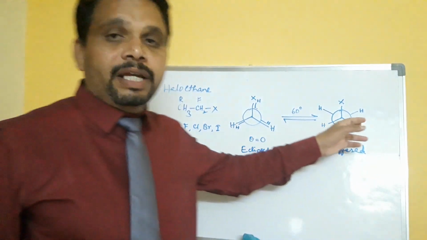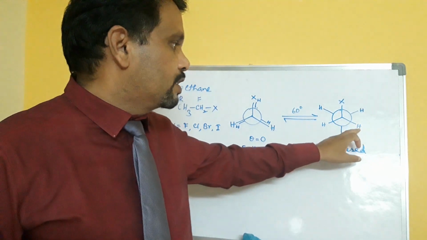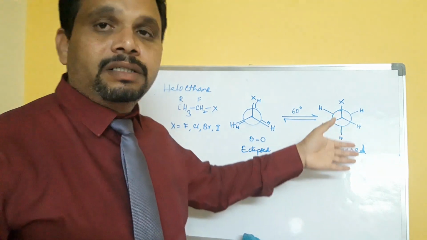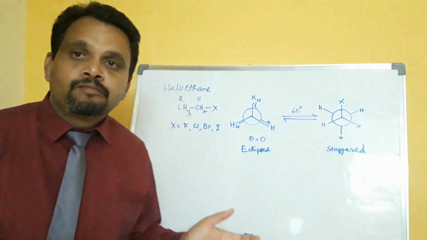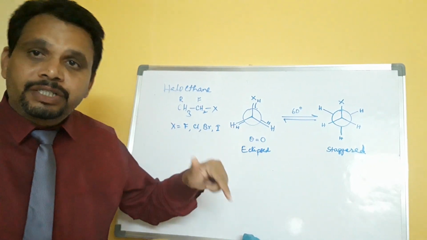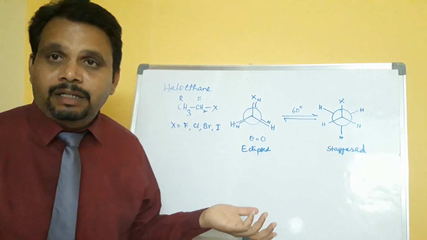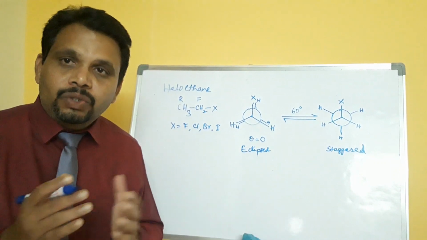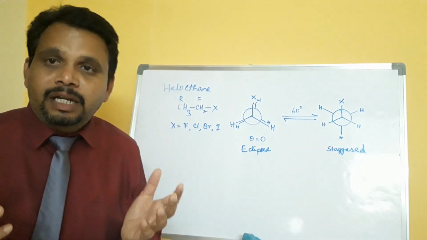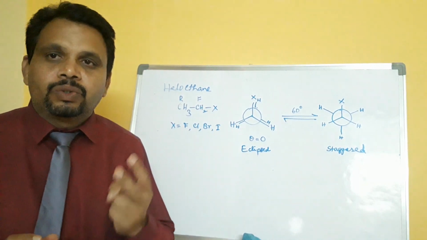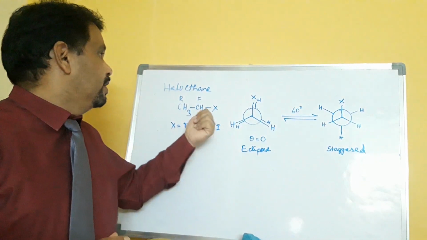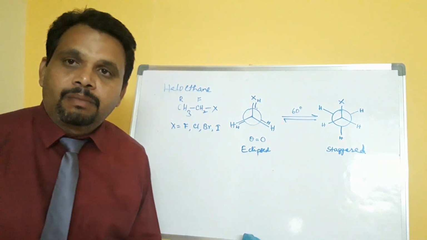Suppose you rotate again 60 degrees, what happens? These hydrogens come here, these hydrogens go there, this also. So again you will get an eclipsed conformer. Again if you rotate 60 degrees, you will get a staggered conformer. So until 360 degrees, it gives you staggered and eclipsed. So there are two kinds of conformers possible in ethane kind of molecules.